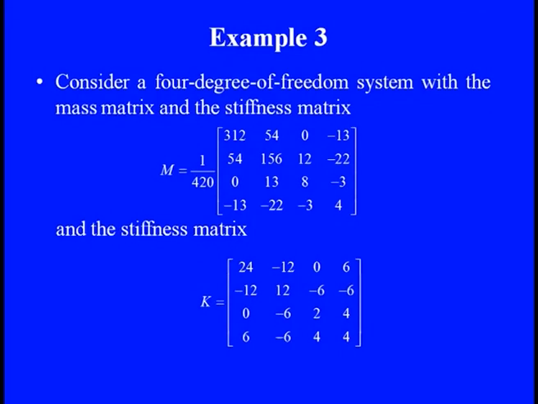Then we can go with the stiffness matrix for this 4 degrees of freedom system. We show the 4 by 4 elements: 24, 12, 2 and 4 along the diagonal, with the corresponding elements minus 12, 0, 6 and then minus 12, 12, minus 6, 6. So minus 6 in between is this one, and for the fourth row 2, 4, 4, 4. This is a clear representation of the stiffness matrix with the symmetry required for the system with 4 degrees of freedom.